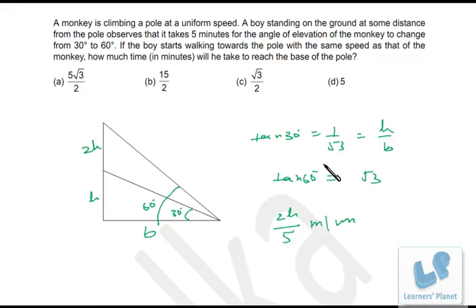So b is what? Root 3h, right? His speed is 2h by 5 and he has to cover the distance root 3h. So the time will be distance by speed, right? So that's 5 root 3 by 2. Very easy problem, right?